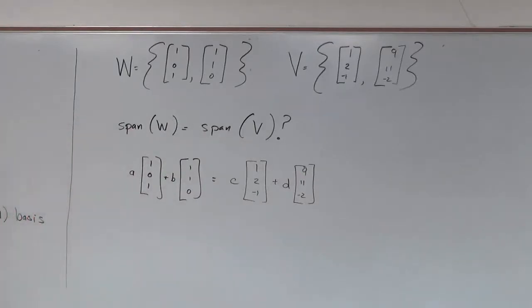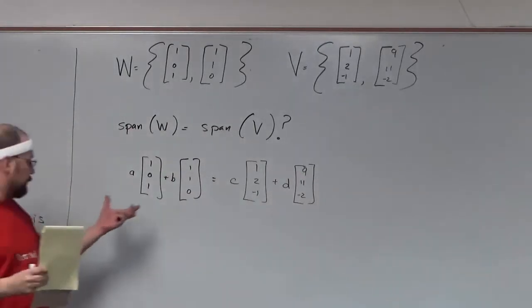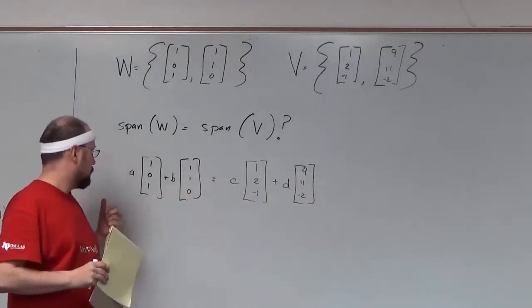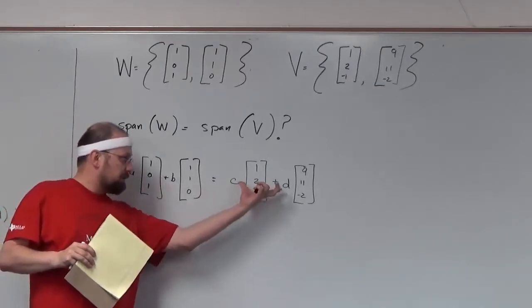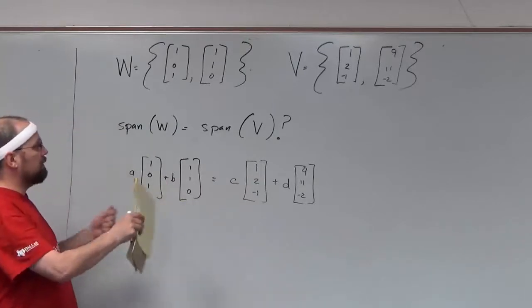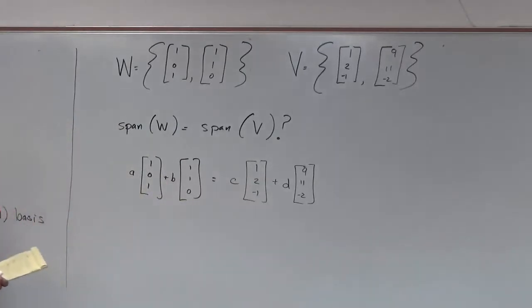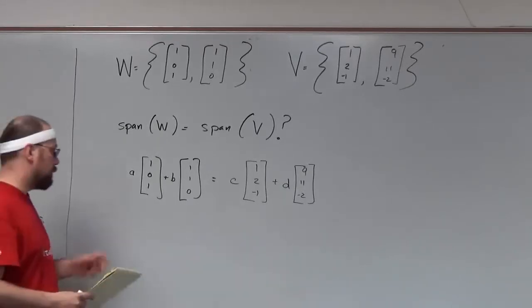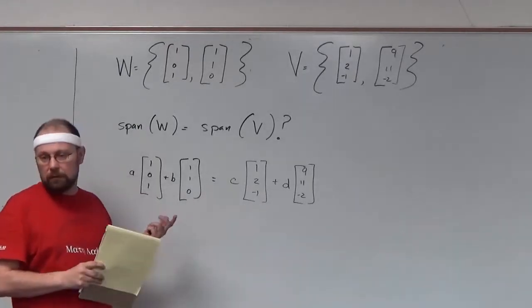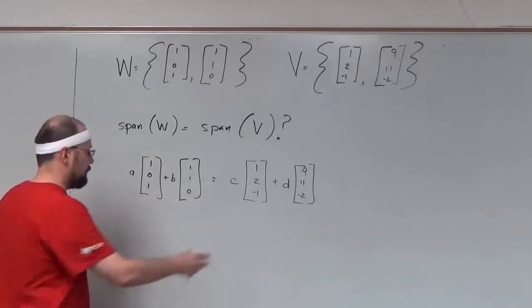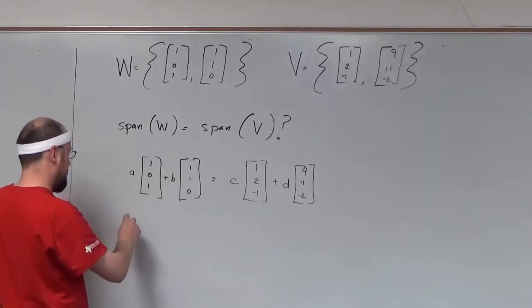And if we are able to find coefficients, so for every A, B, we can find C and D and vice versa, then we know that these two sets generate the same space. They span the same space. And perhaps the clever thing to do is to bring everything to one side. So I'll just bring everything to one side.